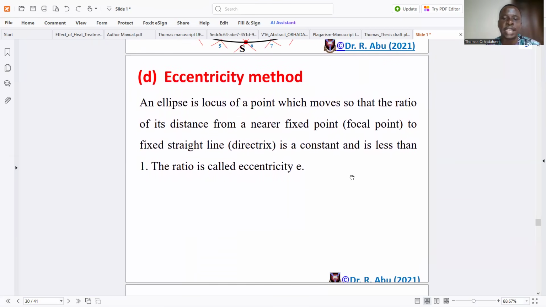So here an ellipse is the locus of a point which moves so that the ratio of its distance from a nearer fixed point to a fixed straight line is a constant, and the ratio is less than 1.